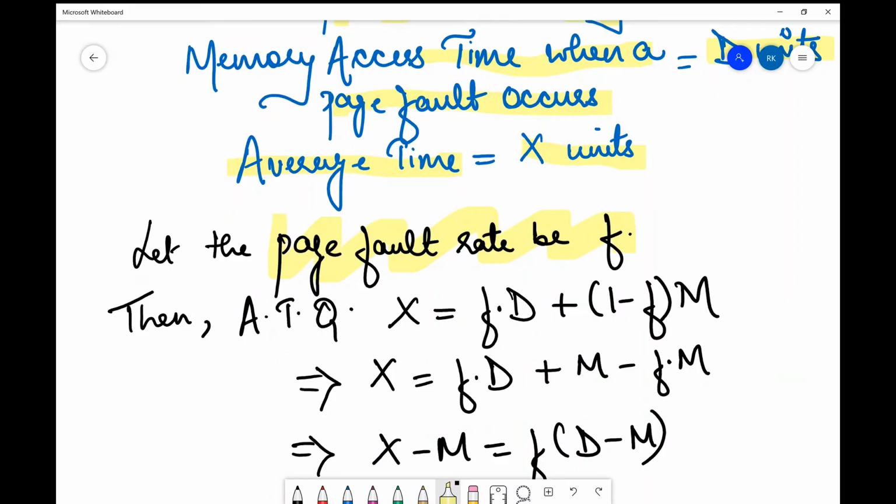Then according to the question, X, which is the average access time, is equal to, in case the page fault is occurring, D. So if there are F page faults, it will be F dot D over here. And when the page faults are not occurring, F is a fraction, so if there are F fraction of cases when the page fault is occurring, the fraction of cases where page fault is not occurring will be 1 minus F. So 1 minus F multiplied by M, because this is the time you take to access the memory when there is no page fault.